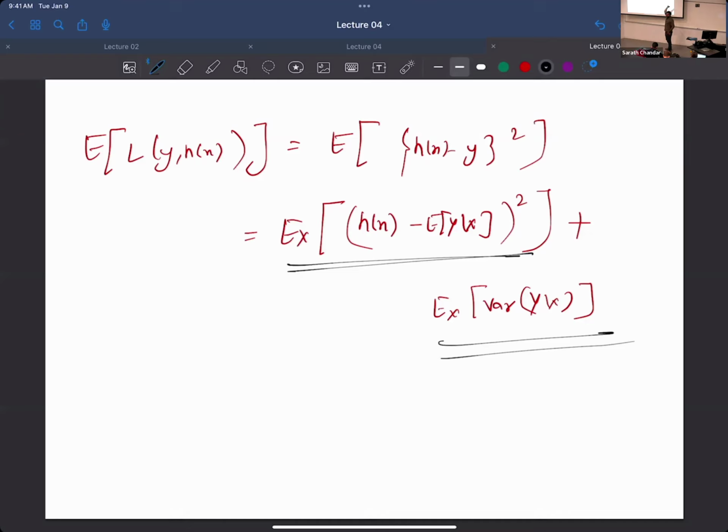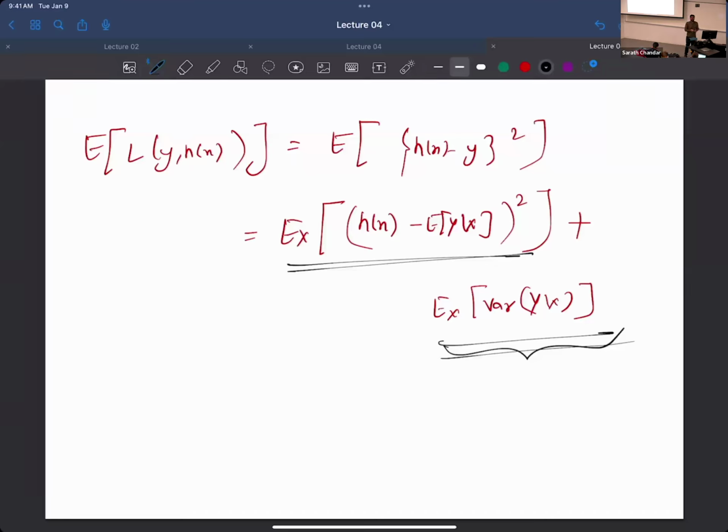Do you see the model anywhere here? We don't see h at all, right? So this is actually independent of h. This is the most important part, okay? The loss function can be decomposed into two parts, where the second part is the variance of y given x according to the true distribution.